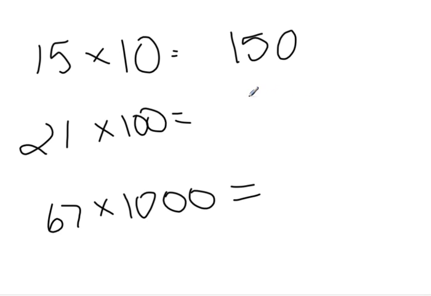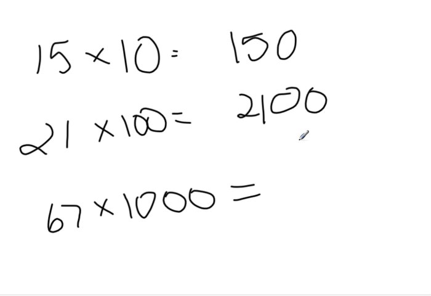21 times 100. Lauren, what's 21 times 1? 21. How many zeros do I have in 100? 2. So what should I have on my answer? 2 zeros. So my answer is 2,100.